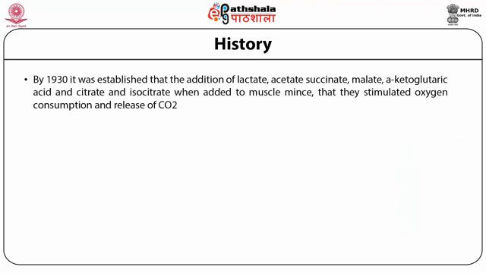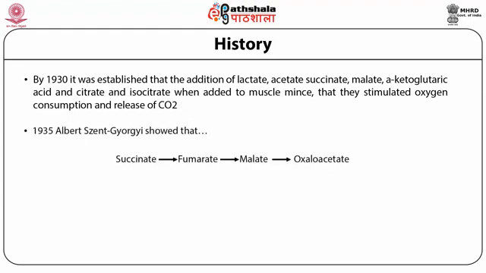By 1930, it was established that the addition of lactate, acetate, succinate, malate, alpha-ketoglutaric acid, that is carboxylic acids, and citrate as well as isocitrate, when added to muscles, stimulates oxygen consumption and release of carbon dioxide. In 1935, Albert Szent-Györgyi explained the conversion of succinate to fumarate, fumarate to malate, and malate to oxaloacetate.